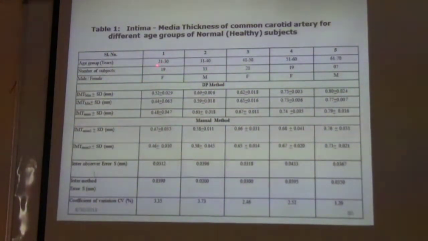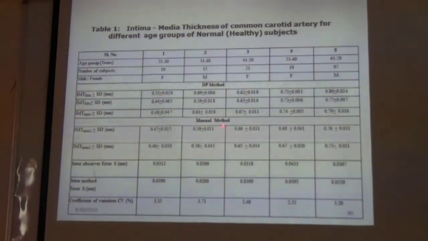See that one, for an age group of 21 to 30, 19 different female subjects have been taken. The intima media maximum value is this one, minimal value is this one, mean is this one. This is by this method, the dynamic programming method.